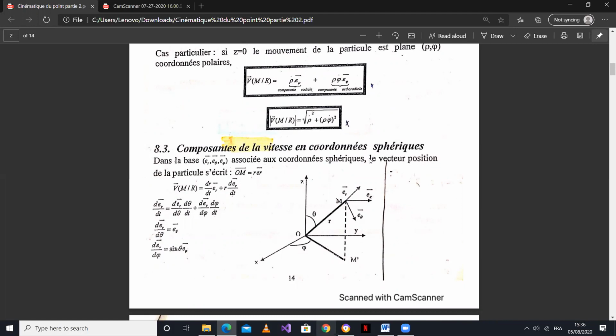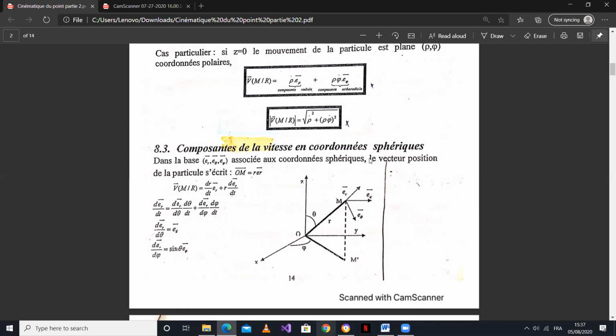So now we go to the spherical coordinates. We have the expression for the velocity in Cartesian coordinates. We have the expression for the velocity in cylindrical coordinates. And now we are going to look at the expression for the velocity in spherical coordinates. Okay? And we know, dans la base ER, Eθ, Eφ, associé aux coordonnées sphériques. We looked at this: when you're in spherical coordinates, you work with the base ER, Eθ et Eφ.